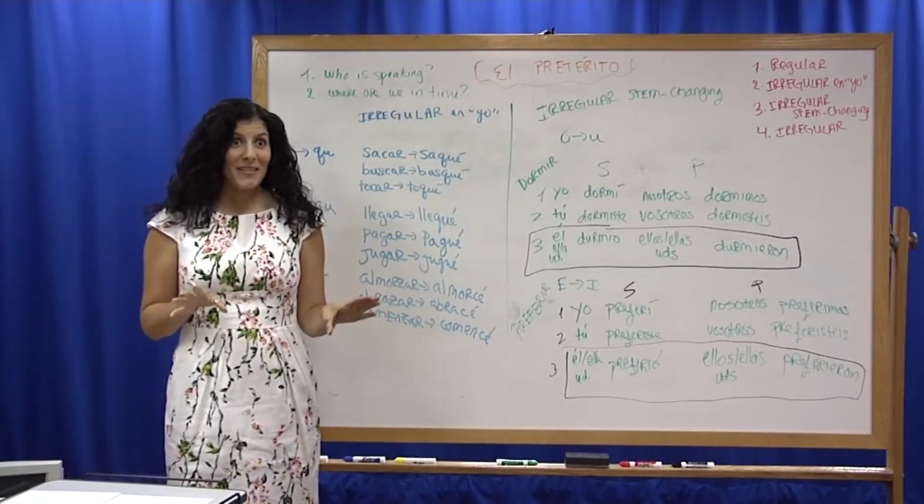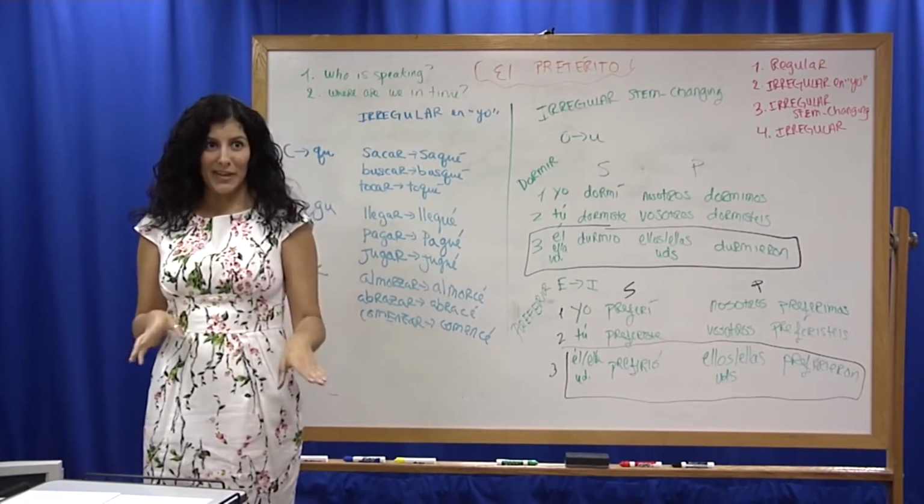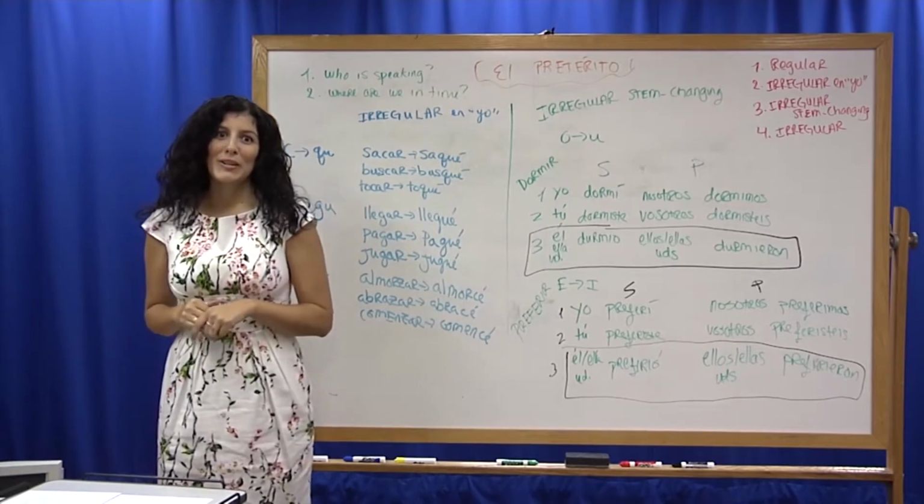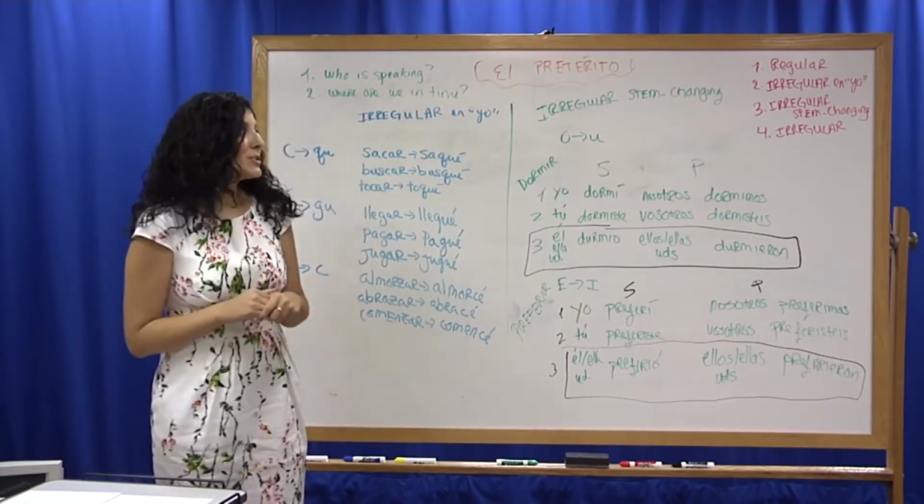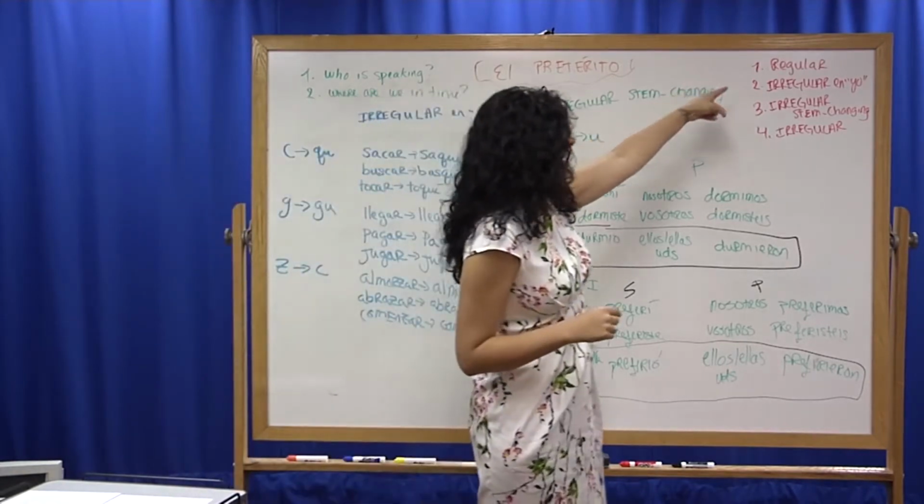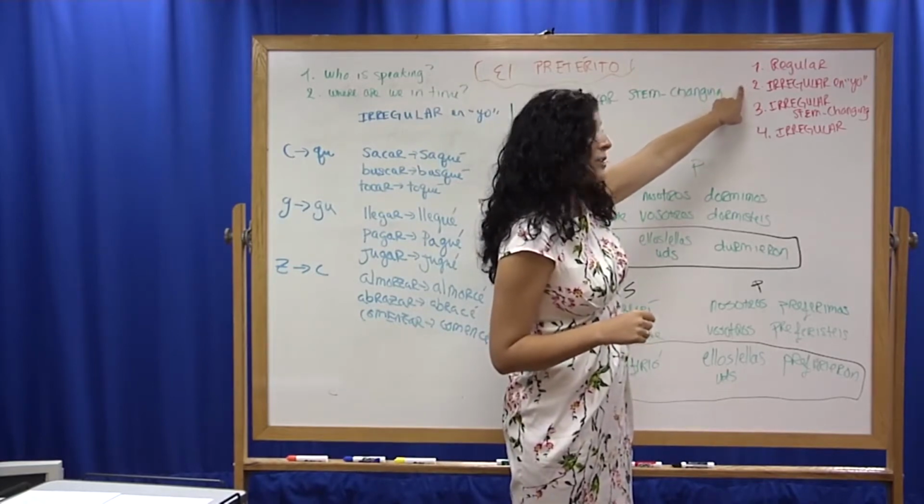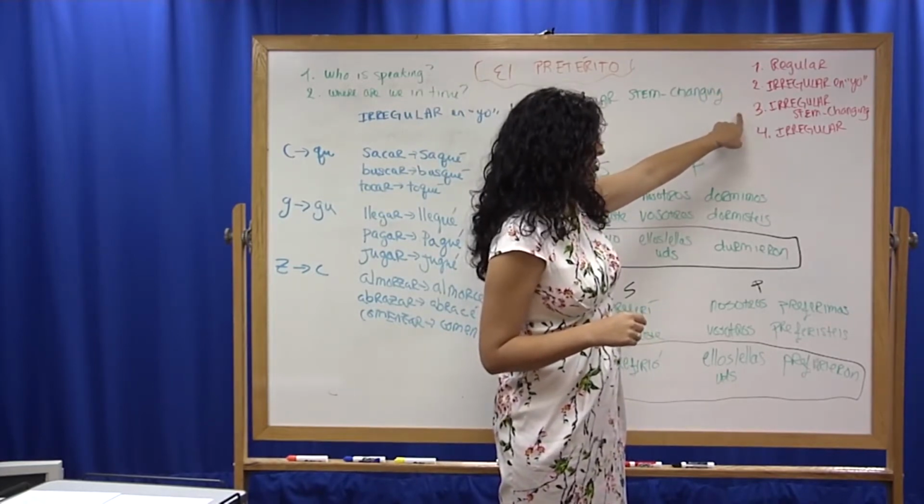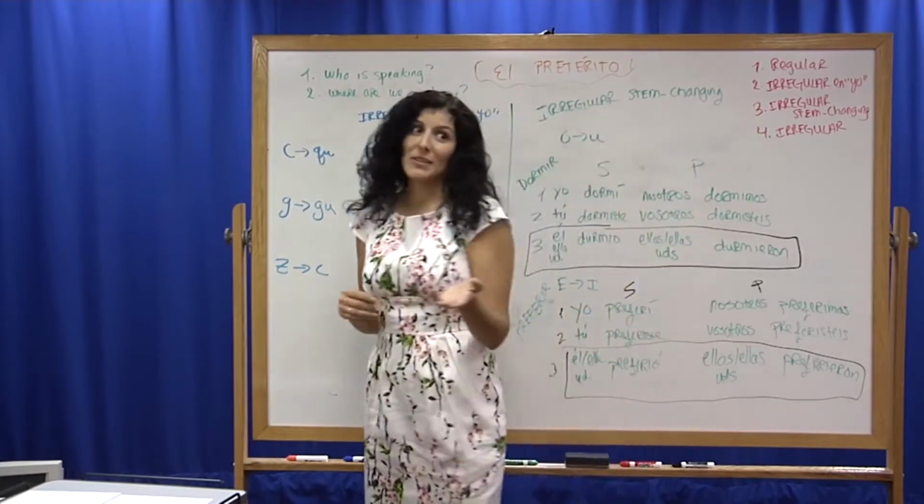So, thus far, we have been talking about how to talk about past events. Today's lesson, we're going to talk about how to do two different categories of the preterite. We are going to talk about how to do irregular in yo and irregular stem changing. So these are two categories of irregular.